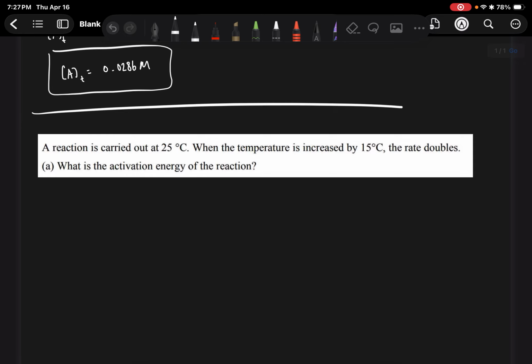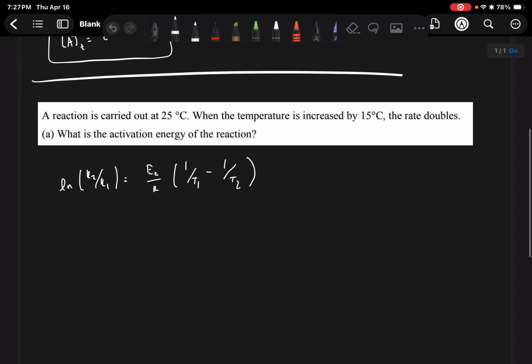A reaction is carried out at 25 degrees Celsius. When the temperature is increased by 15 degrees, the rate doubles. What is the activation energy? Blah, blah, blah. I don't know. Okay, so we're going to use this equation, I believe: ln(K2 divided by K1) is equal to EA over R times (1 over T1 minus 1 over T2).